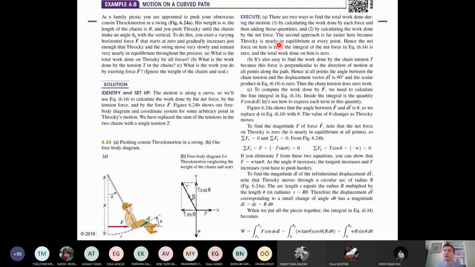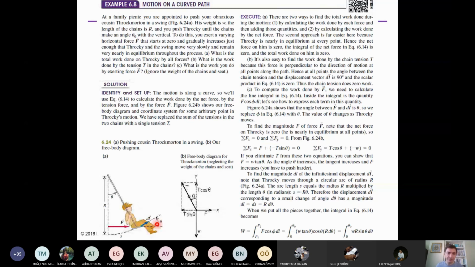What is the meaning of equilibrium? The net force on him is zero in equilibrium. The integral of the net force is zero, then the total work done on him is zero. Okay? If the net force is zero, work is zero. So the total force acting on this guy is zero at any point during this process.